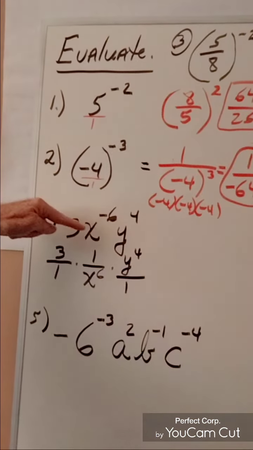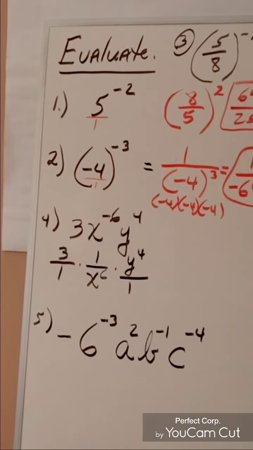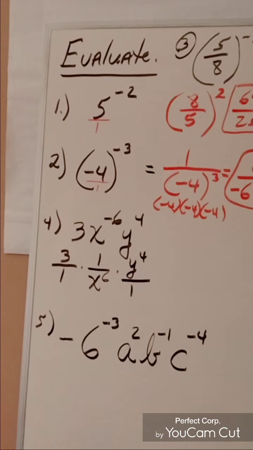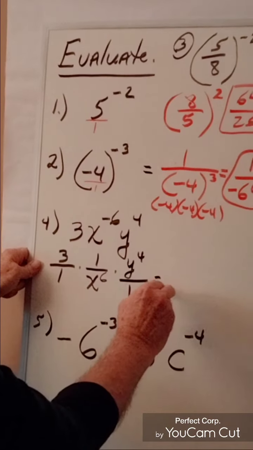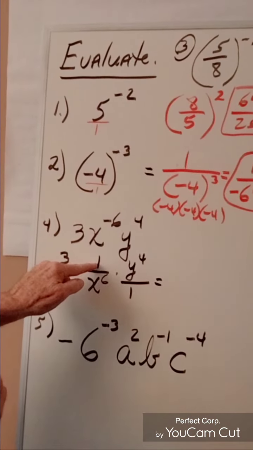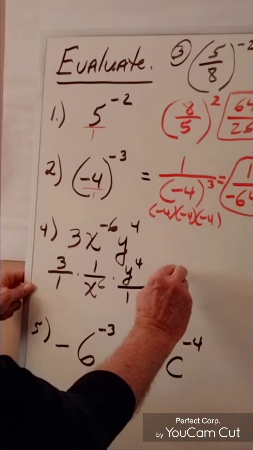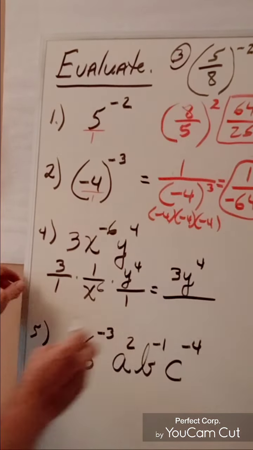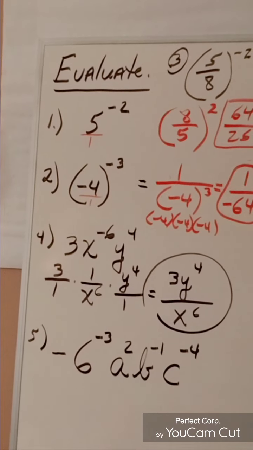So notice he was the only one that we applied the rule of negative exponents to because the others had positive exponents. Now let's multiply across. 3 times 1 times y to the 4th. 3y to the 4th over x to the 6th. And you see, folks, everybody is happy because there's no longer negative exponents in our answer.